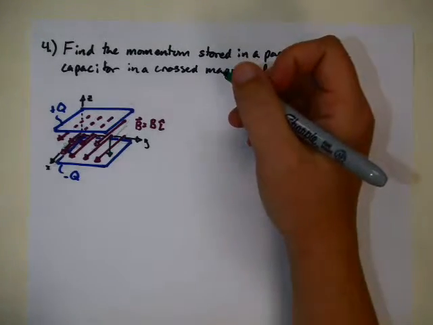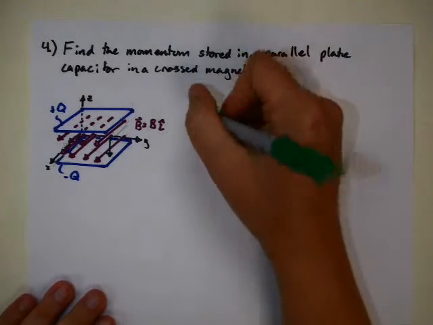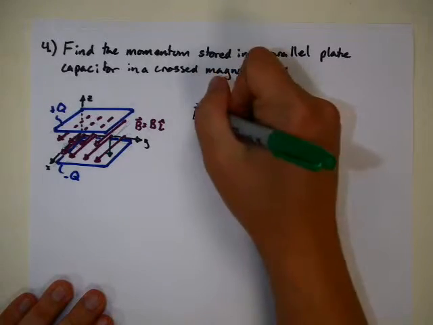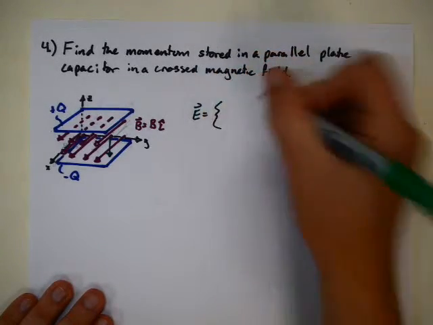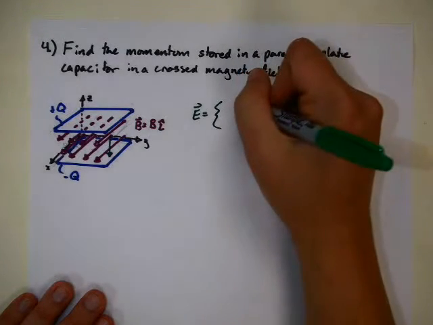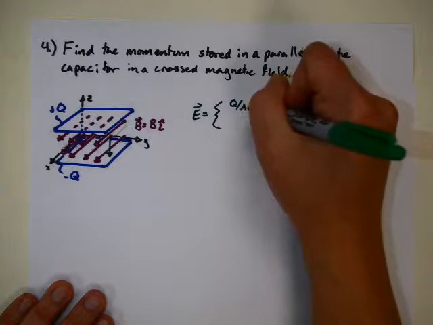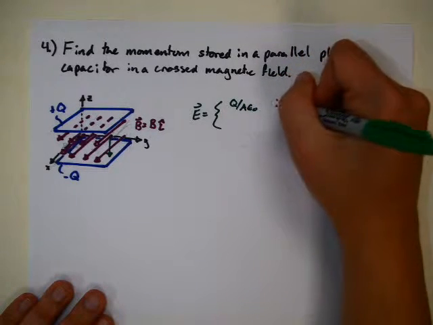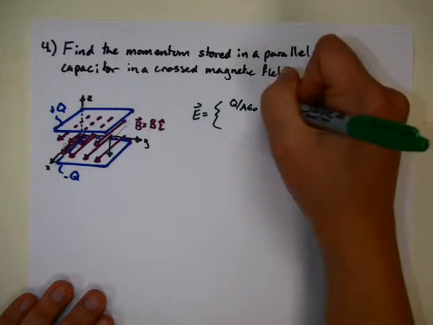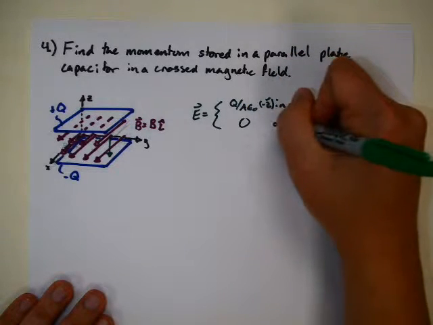So let's go ahead and just write down what the E and the B for this system are. I have a parallel plate capacitor, so I know that the E field is going to be 0 outside, and inside is going to be Q over A epsilon naught, and this will be in the minus z hat direction, and 0 otherwise.